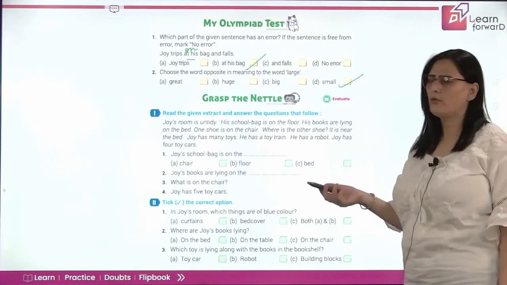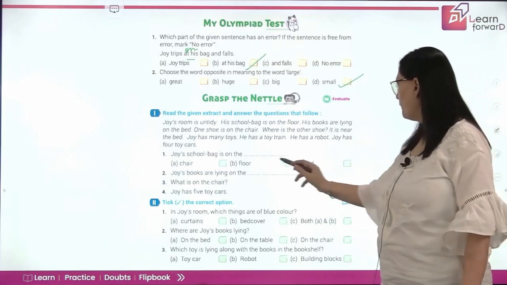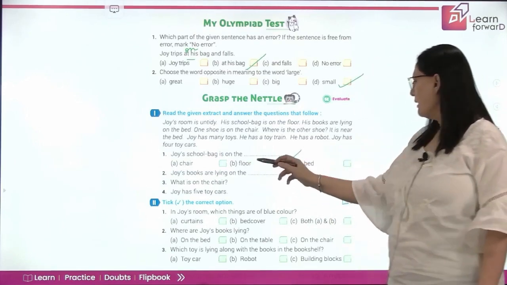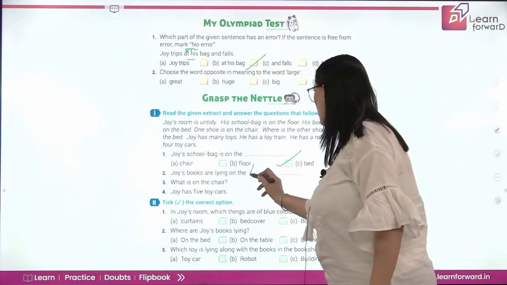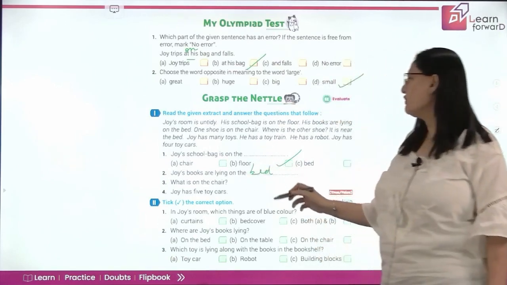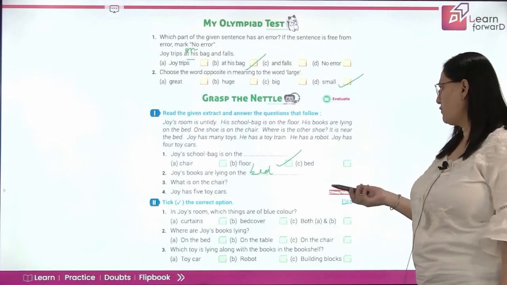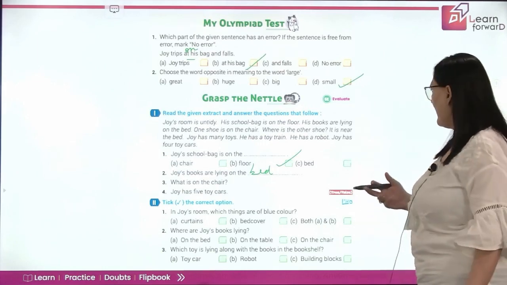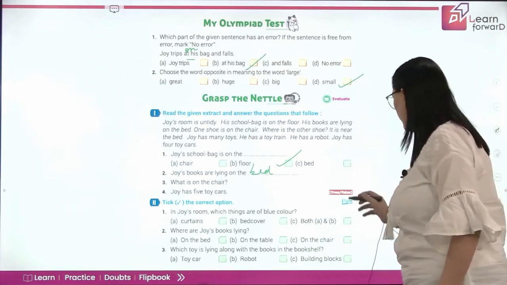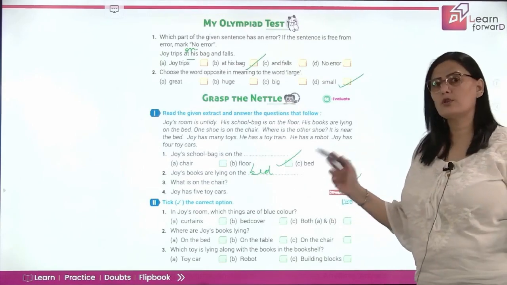Next we have the extract. Joy's school bag is on the floor. Joy's books are lying on the bed. What is on the chair? One of his shoes is on the chair. Joy has 5 toy cars. No, he had many toys and he had 4 toy cars. False. True or false? We need to tick mark the correct option.